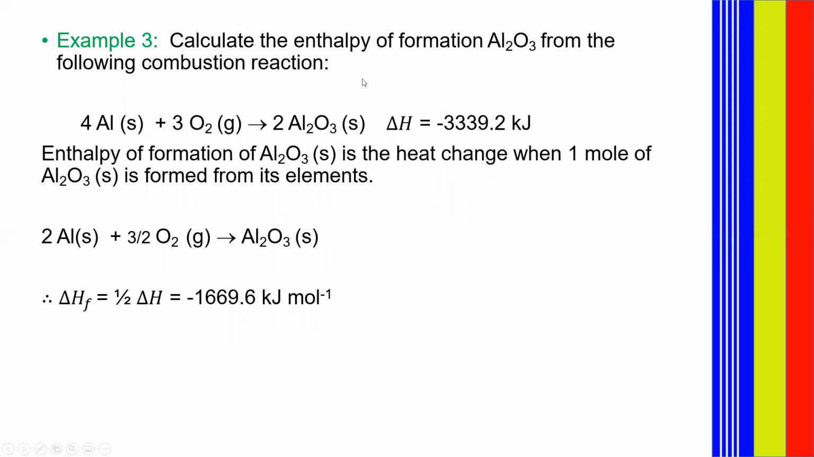Now calculate the enthalpy of formation of aluminum oxide from the following combustion. Now this gives you 2 moles, so you only need 1 mole of that. So divide by 2, meaning that this has to be divided by 2. So you get that delta H to be minus 1669 kilojoules per mole.